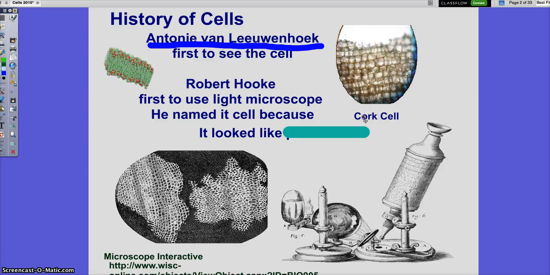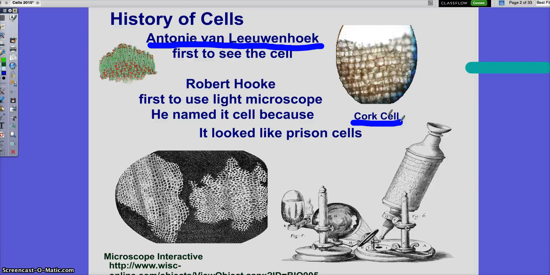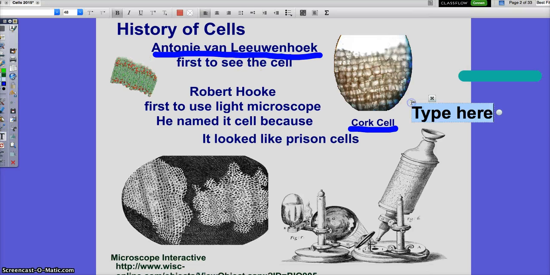Why? Anybody know? He was like monks, like they lived in these things called cells, just like prison cells, actually. So they look like little boxes to him, and what he looked at was a cork cell. What kind of cell looks like boxes? Plant cells. Good. So he actually looked at plant cells.